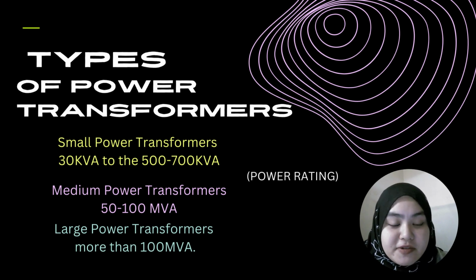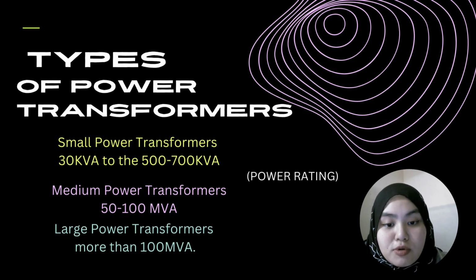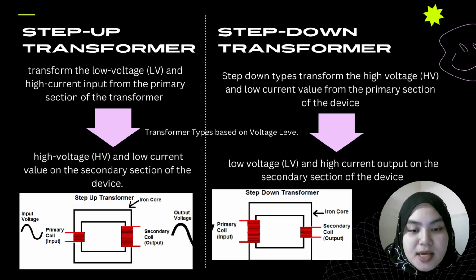I am going to talk about the types of power transformers. Power transformers can be classified into three categories depending on the power rating: small power transformers, medium power transformers, and large power transformers. The rating for a small power transformer can be more than 30 volt-ampere up to 500 or 700 kVA, or in some cases equal to or more than 7,000 kVA. Medium rated power transformers can go up to 50 to 100 megavolt-ampere, whereas large rated power transformers are capable of handling more than 100 megavolt-ampere.